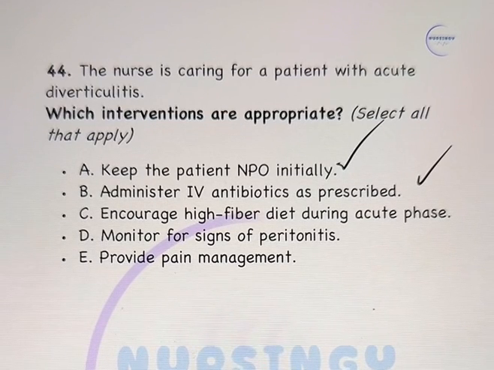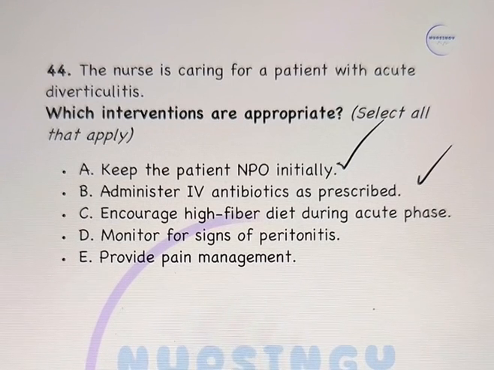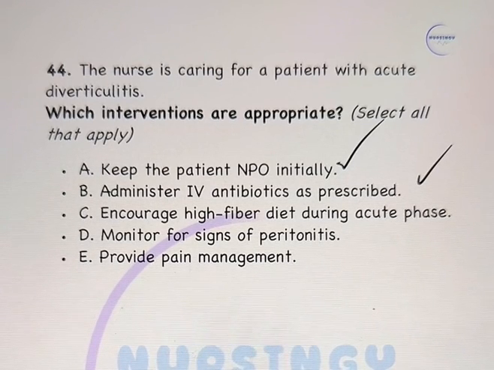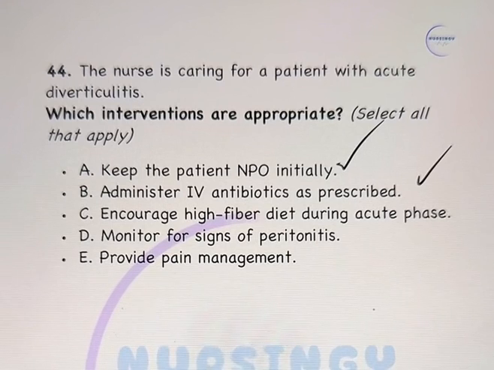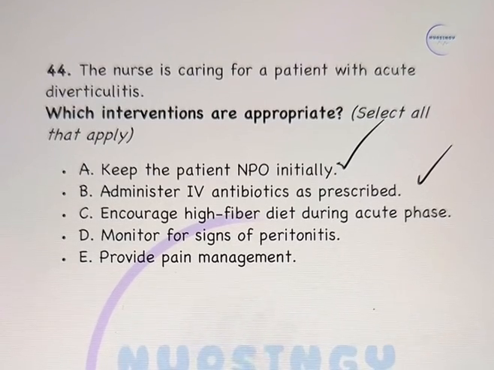What about C? Encourage high fiber diet during acute phase. What can happen? It can make it worse. Yes, especially the high fiber. No, a low fiber liquid diet can be recommended, but not the high fiber.